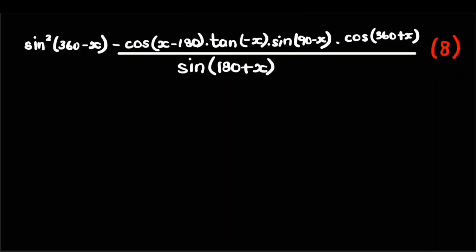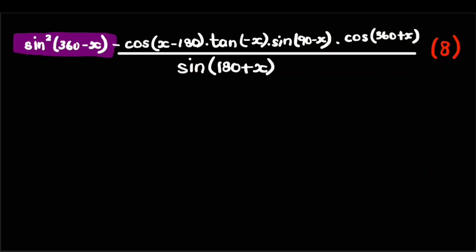So here's question 4. It's for 8 marks. It's quite a long equation, but that's also a good thing because we notice that there is a lot of reduction formula. We notice negative angles, so the first step will carry quite a few marks. Now we're starting off by looking at sine squared 360 minus x.